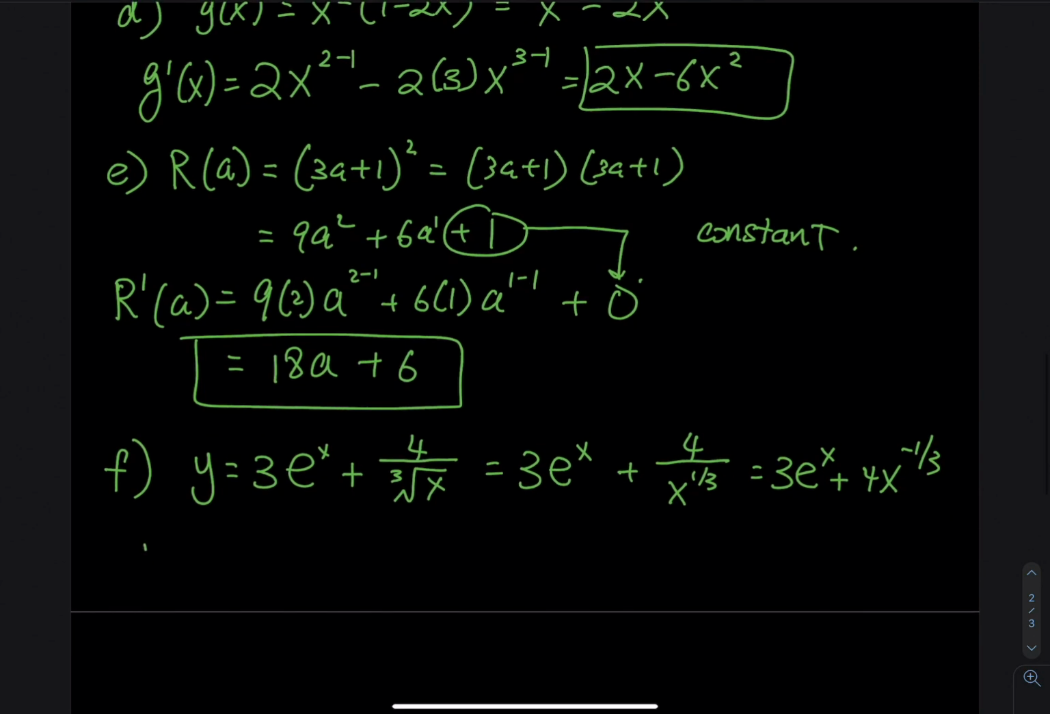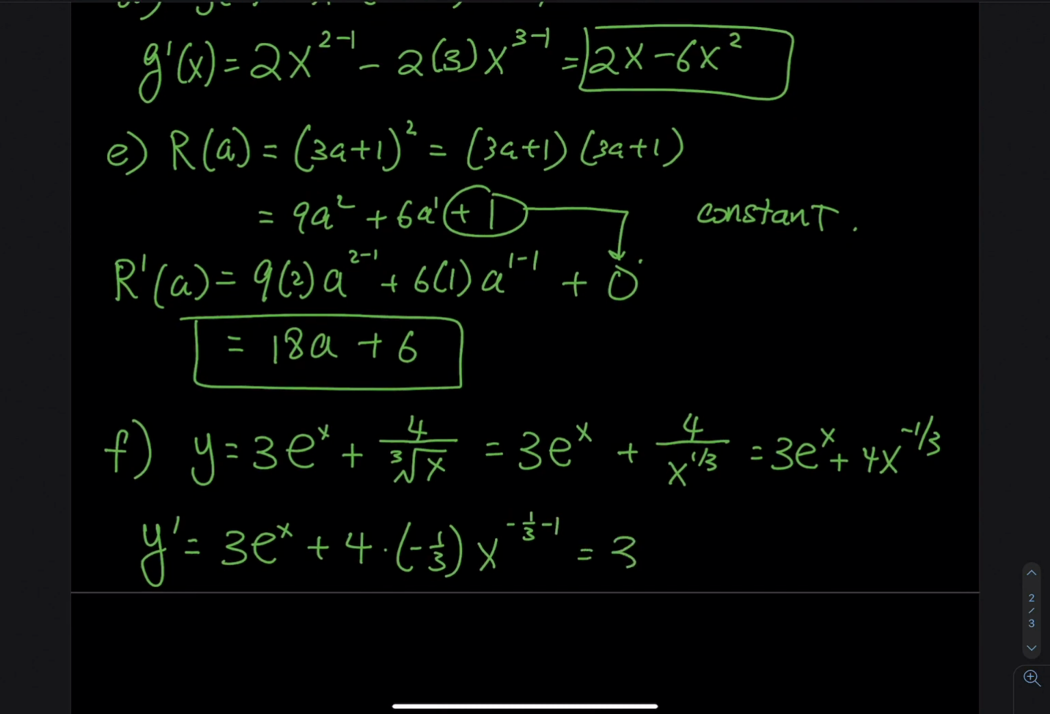And then now we do the y prime. So we have 3e to the x, and then plus, keep the 4 in there, bring the negative 1/3 down, and then x to the negative 1/3 minus 1. So that is equal to 3e to the x, and then minus 4 over 3, and then x to negative 4 over 3. So I usually keep negative exponent. To me, negative exponent is fine.